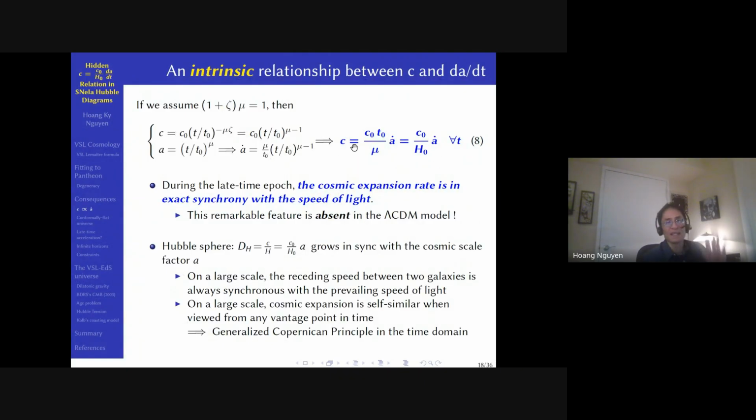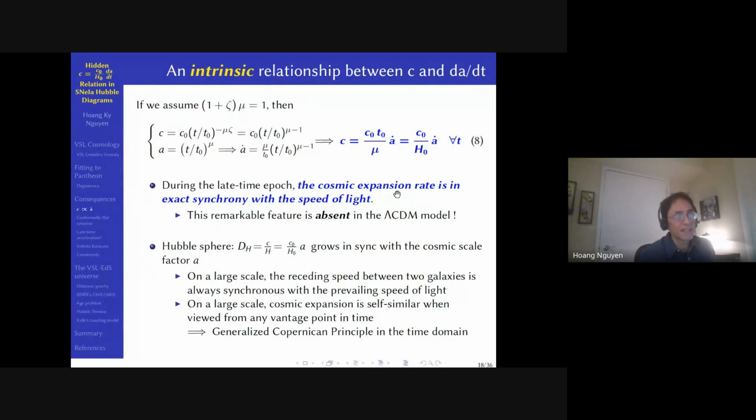Right? Because C is a kind of speed of something, of light. A dot is also the speed of something, the speed of galaxies receding from each other. So therefore these two speeds are proportional, and so that relationship is intrinsic. It does not depend on how you change the units. But the lambda CDM entirely misses that relationship.